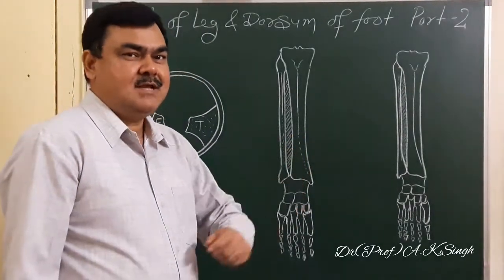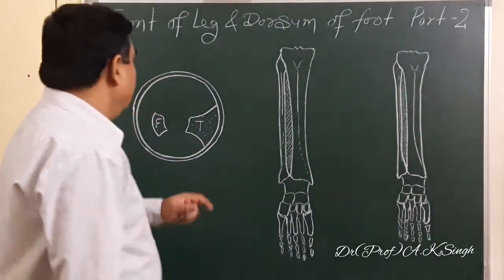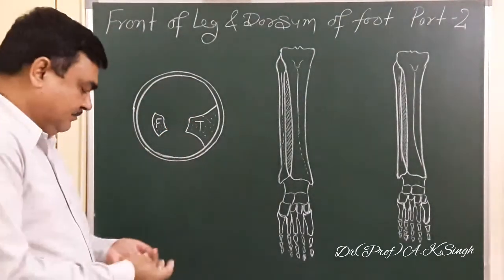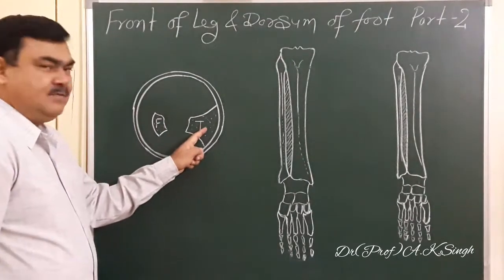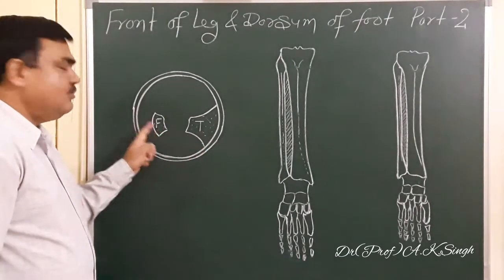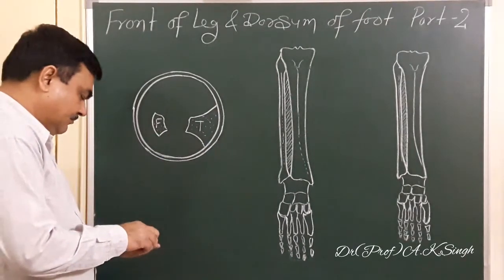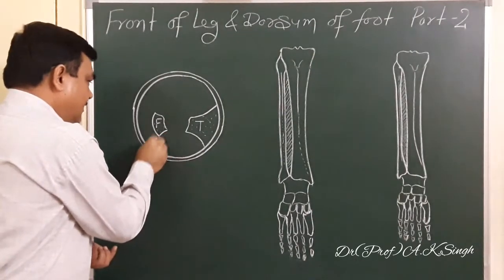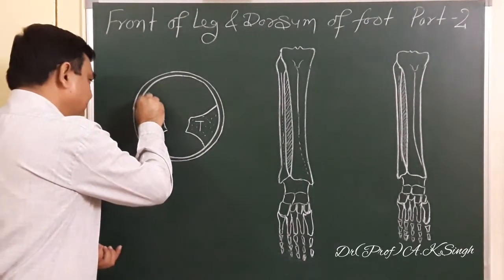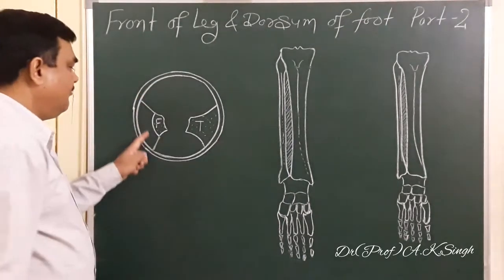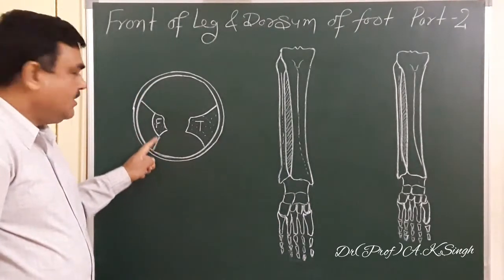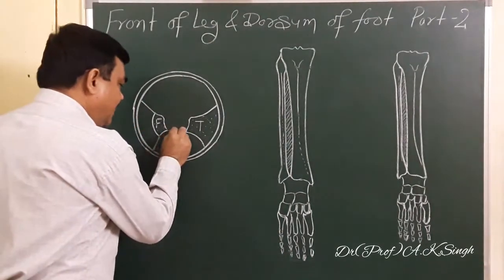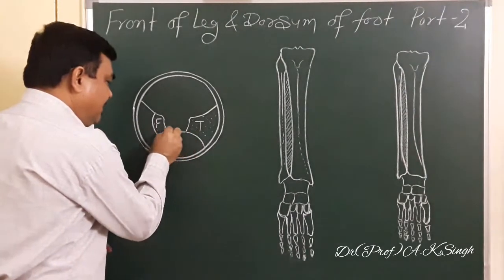Before going to the discussion about the muscles of this region, I would like to show you this diagram. This is a transverse section of the leg. In this diagram, you can see medially this is the tibia, this is the fibula. Here is the anterior border of the fibula. Here the deep fascia forms the anterior intermuscular septum, the posterior intermuscular septum, and here the interosseous membrane is present. This is the interosseous membrane.